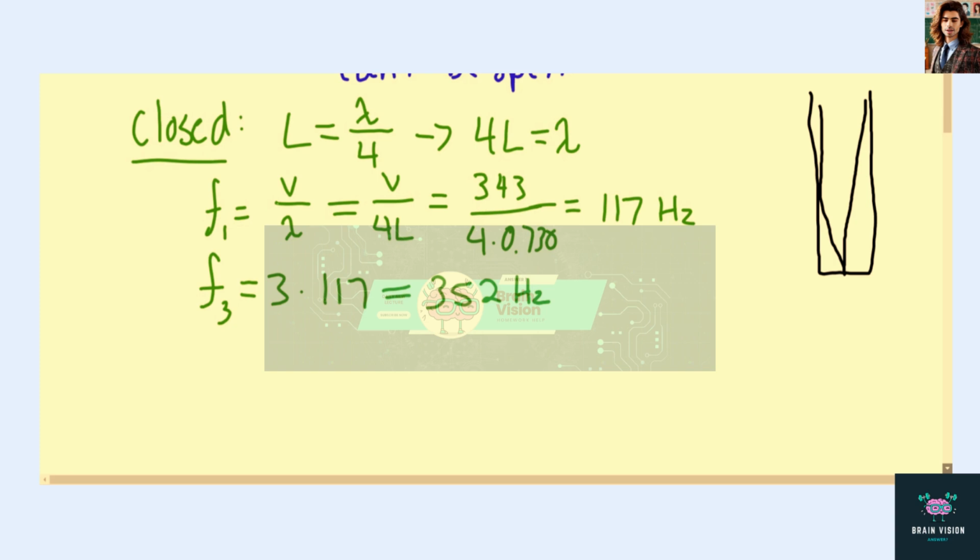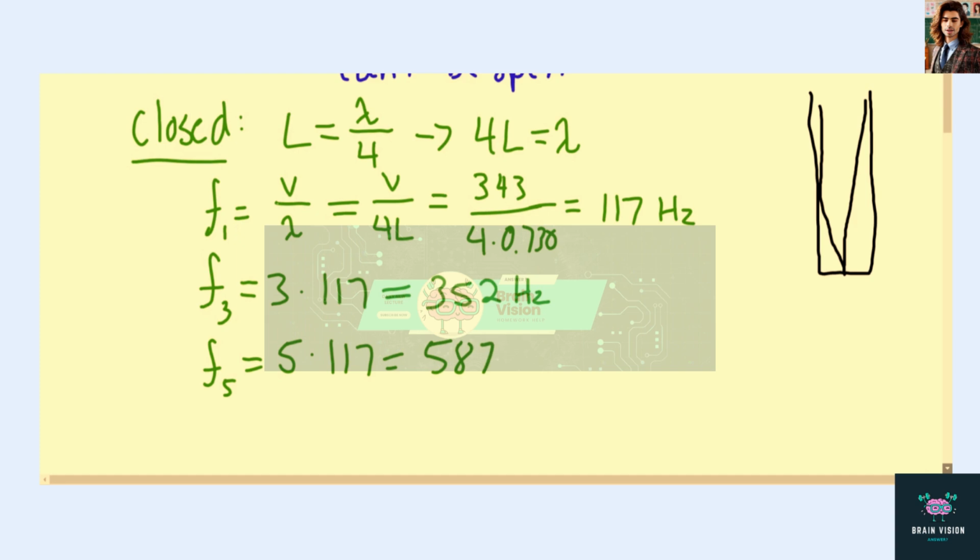This already rules out that 235 could ever be a natural harmonic of this tube. So we already know that this situation is impossible. But if you're wondering where 587 came from, if we do the next one, 5 times 117 will give us 587 hertz.